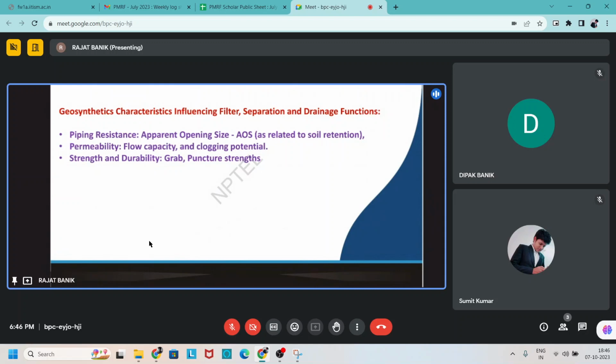So we know that grab resistance means the strength or crushing tensile strength of this geosynthetic material, and puncture strength means puncturing failure by needle effect of this geosynthetic material. So we need to check these two types of resistance or strength when we use the geosynthetic material for strength and durability purposes.